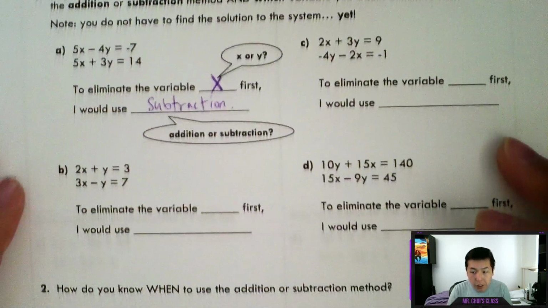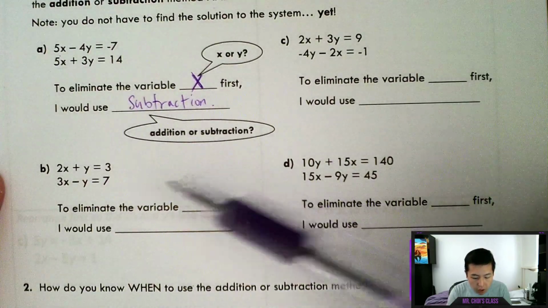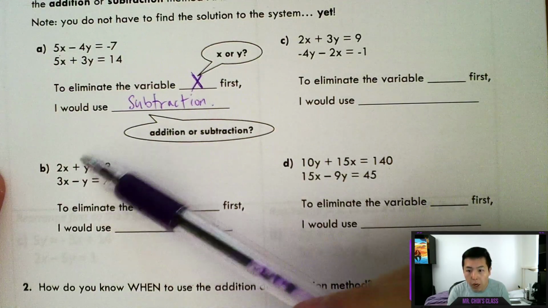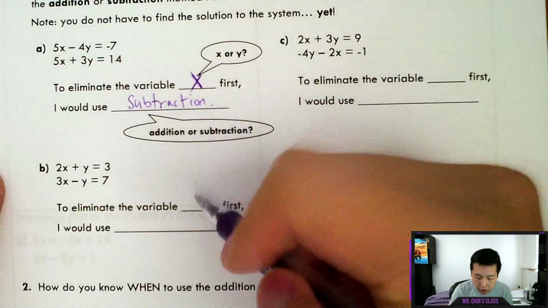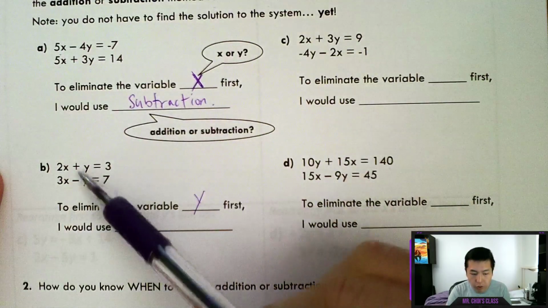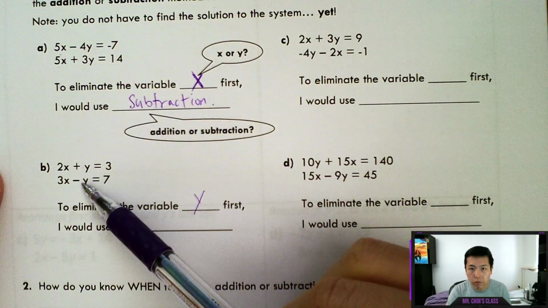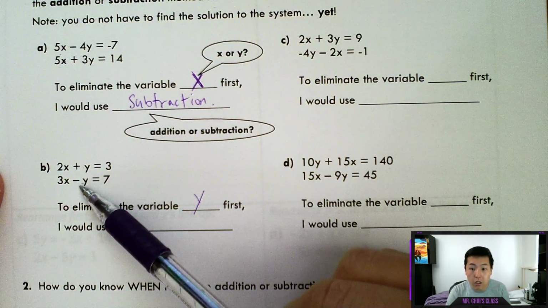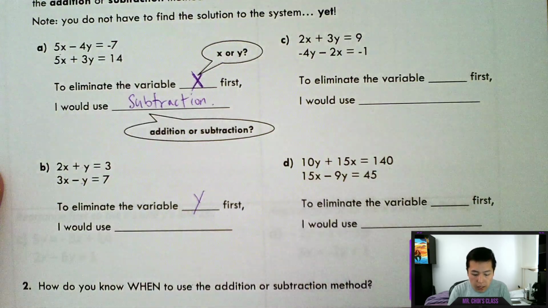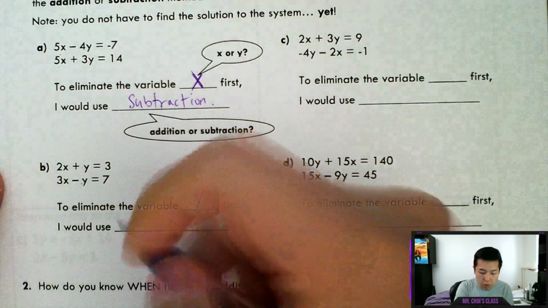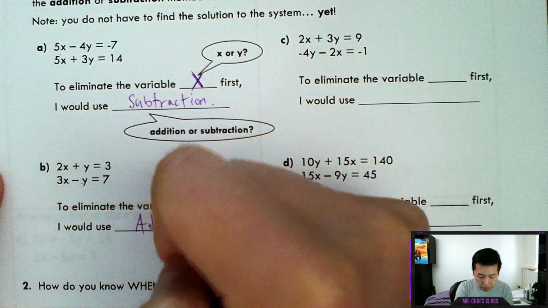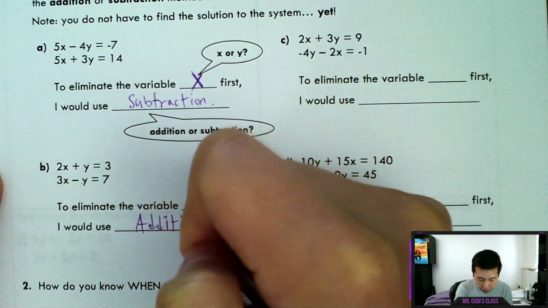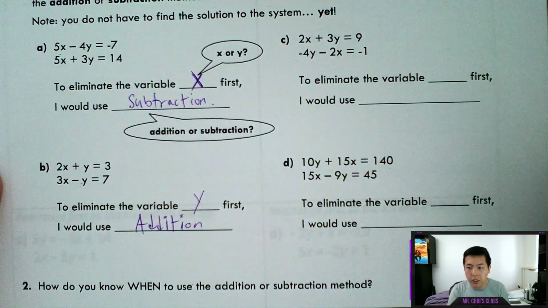For part B, looking here, which variable would I eliminate first? This one would be y. And we would get rid of y first because the coefficient is 1. Okay? So as long as the number matches, the sign doesn't have to match. As long as the number matches, we can get rid of it. And what method would we use? This one we would use addition.